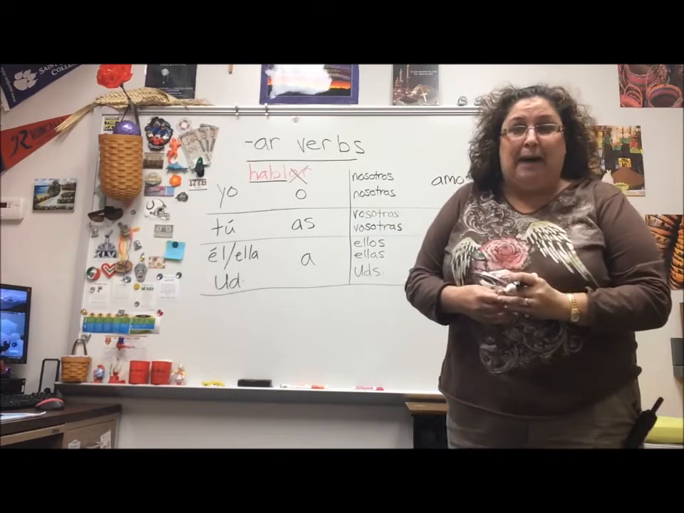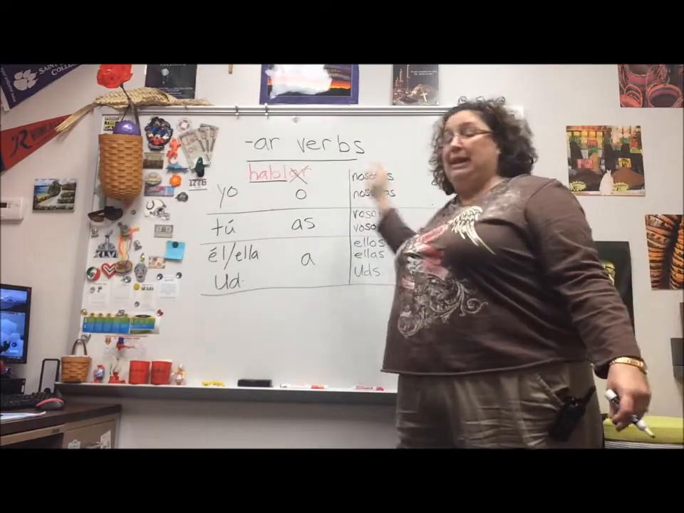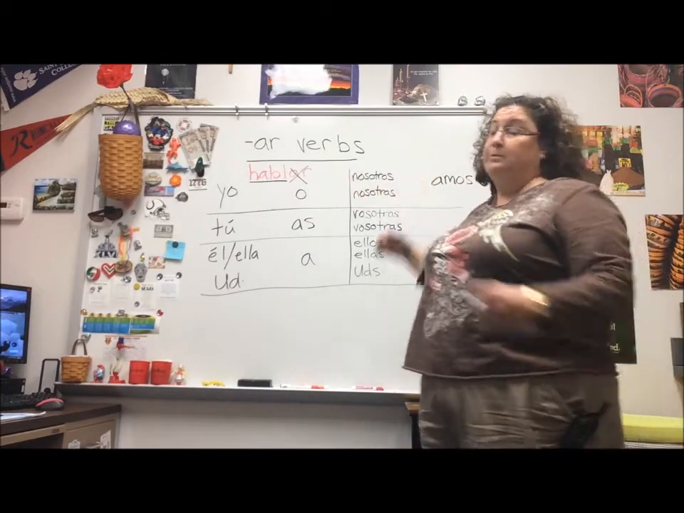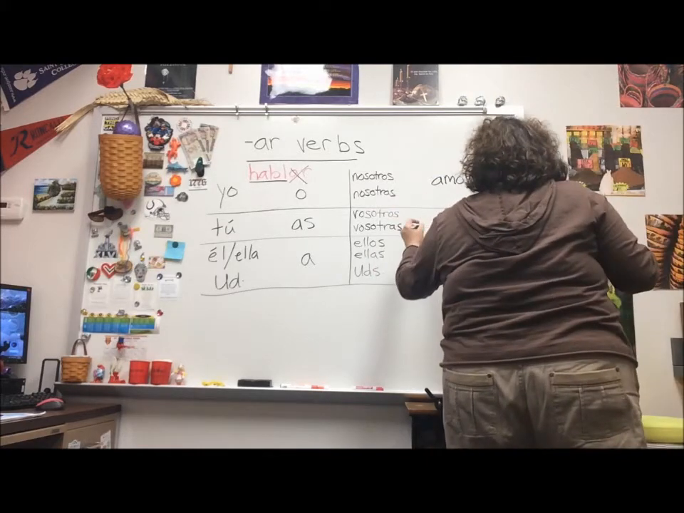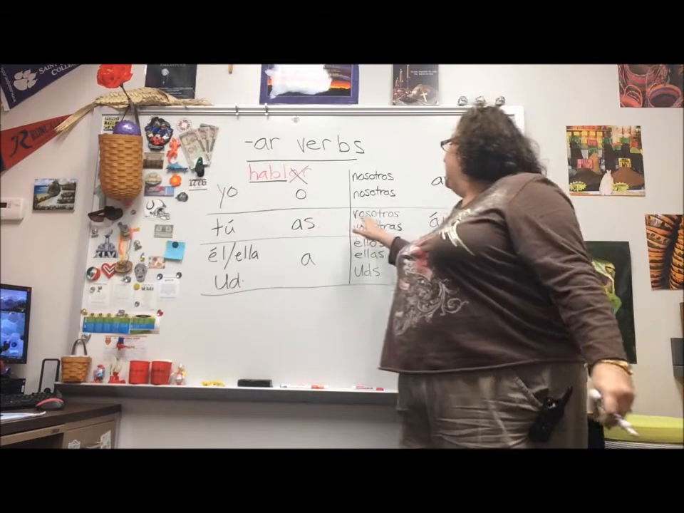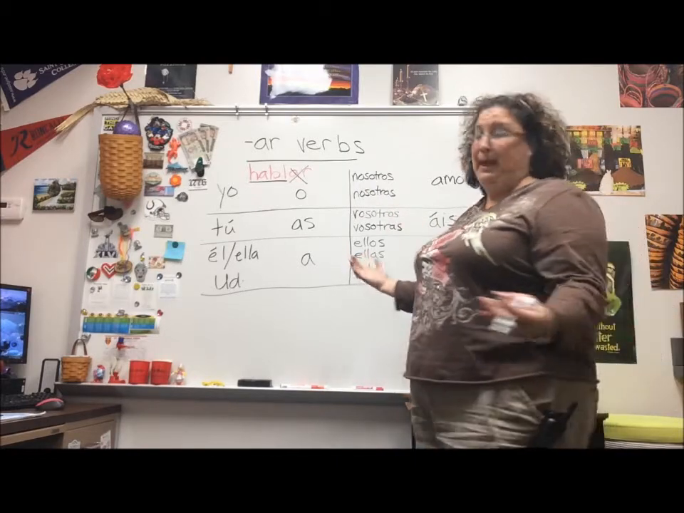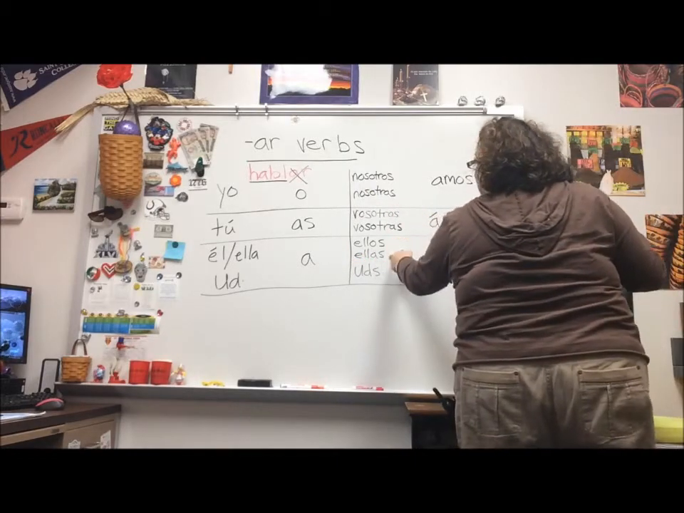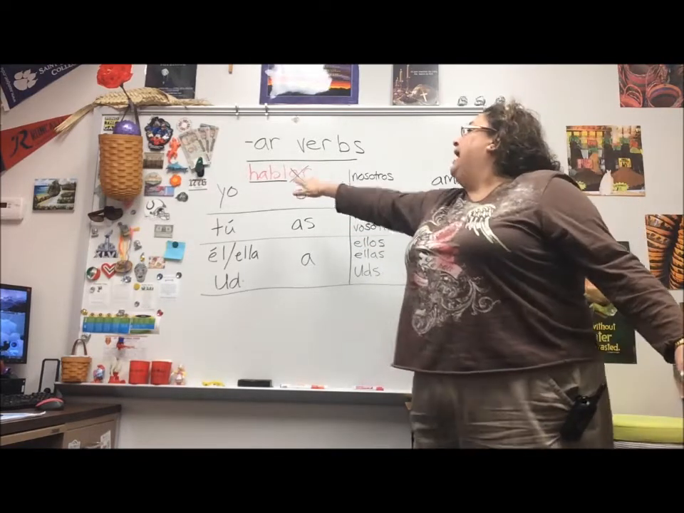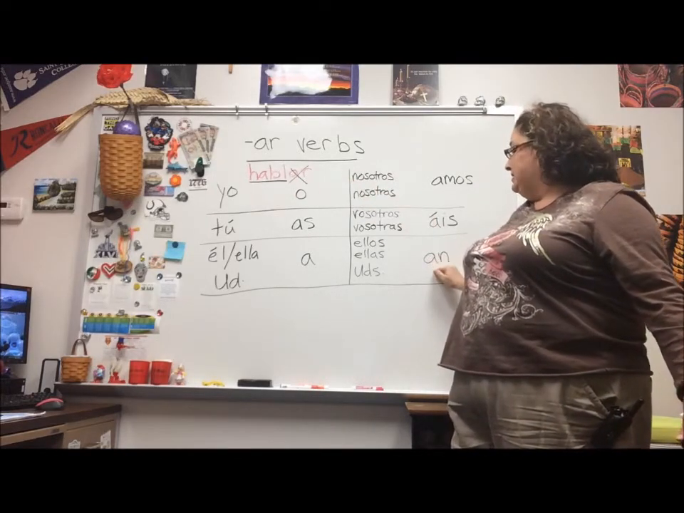If we move over here to our nosotros, we continue in the same pattern with A-M-O-S, amos. So we say nosotros hablamos. We would also say nosotras hablamos. If I'm in Spain and I want to say you all, then I'm going to say vosotros habláis. But we only use that if we're in Spain. And if I want to say they or you all anywhere other than Spain, my ending is AN. Ellos hablan. Ellas hablan.